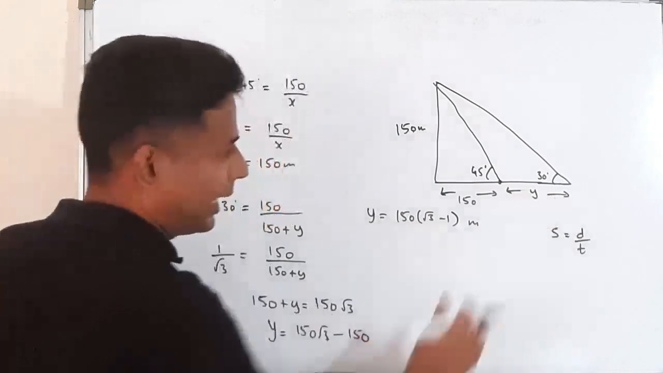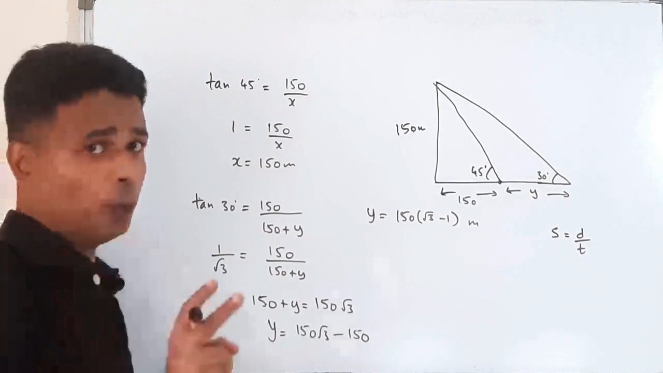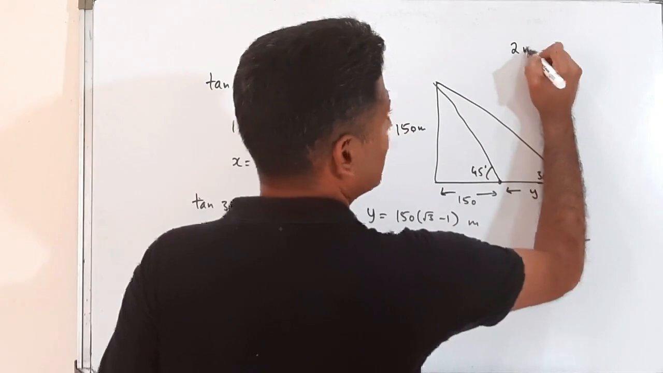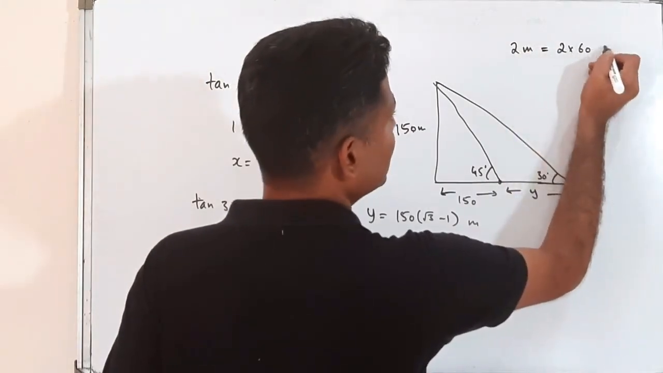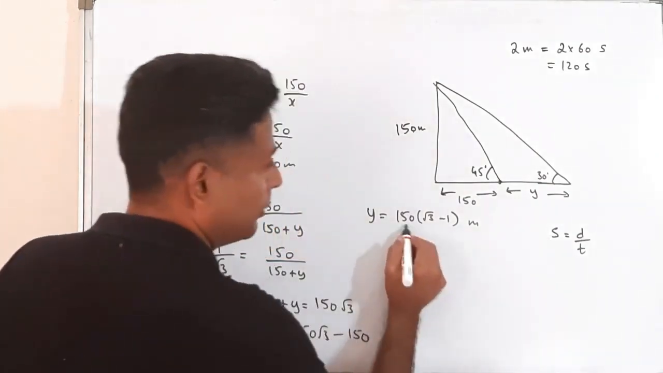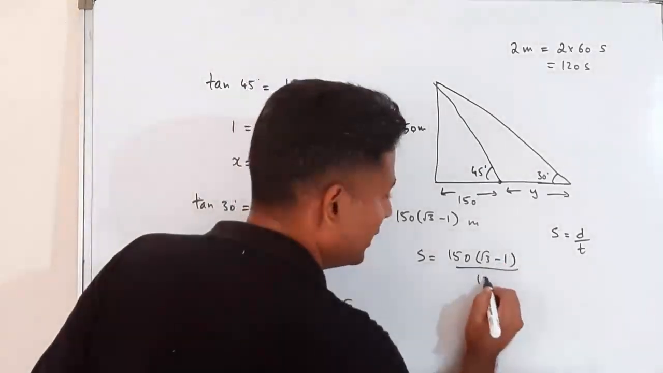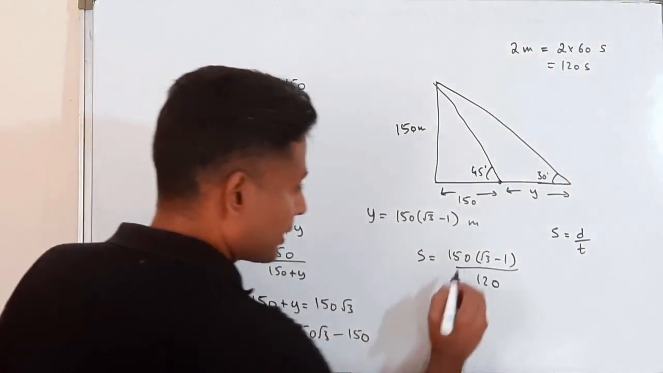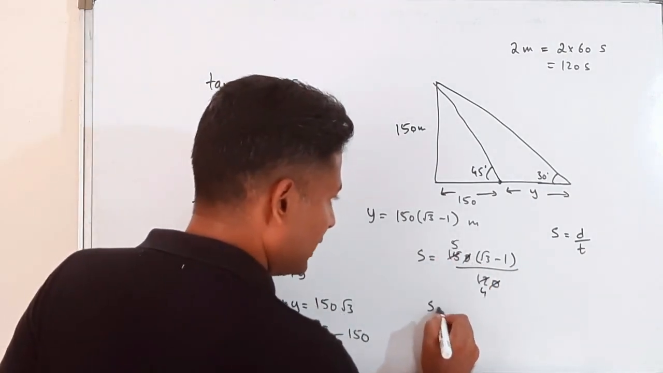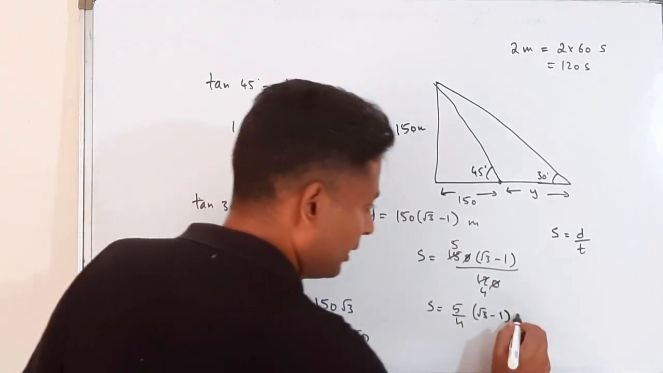So we got y. Now this distance y has been travelled in 2 minutes. Now this is in meters. First we will convert 2 minutes equal to 2 into 60 seconds, so 120 seconds. Now speed equals distance by time. Distance travelled is 150 into (root 3 minus 1), by time taken, which is 120. So 0 0 cancels. 3 5s are, 3 4s are. So speed equals 5 by 4 into (root 3 minus 1) meters per second.